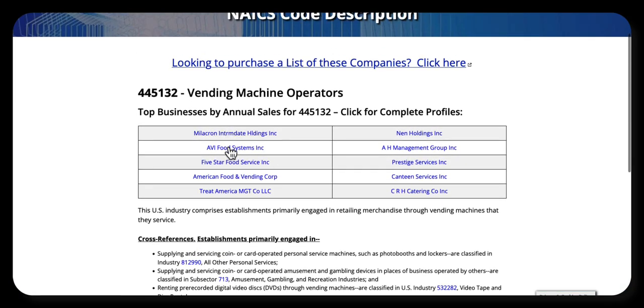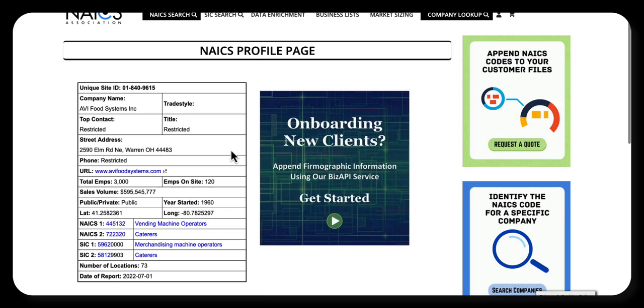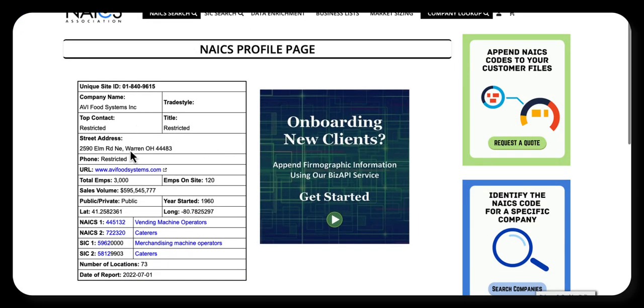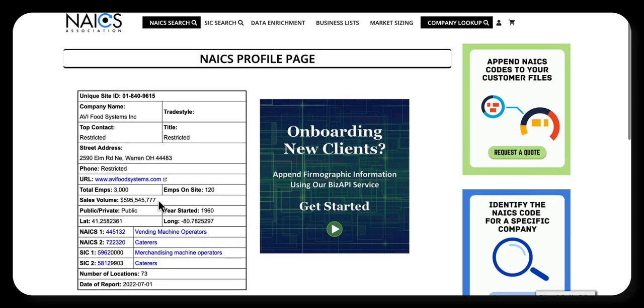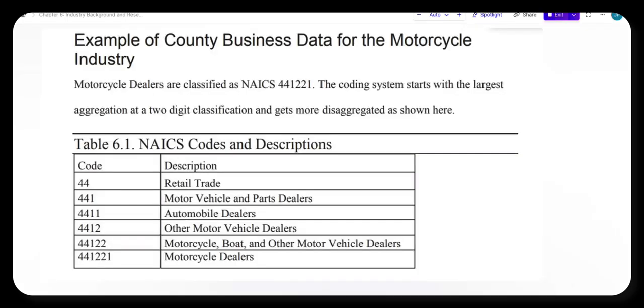So let's just look at this company, for example. You can see their website and how much sales they're making. It's a public company, so you can get that information, their number of locations, and you can check out their website. Again, you can do that for other industries. So you get the idea of how we found that information here.